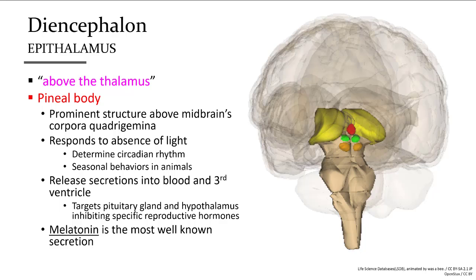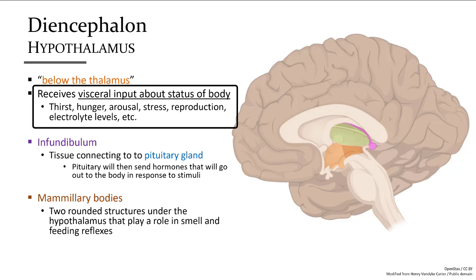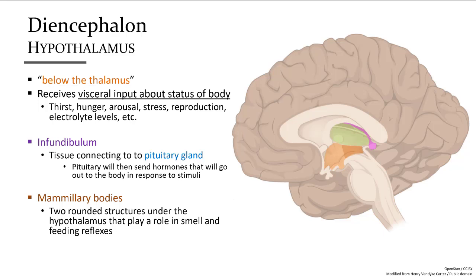Here's a posterior view with the pineal body indicated in red just above the corpora quadrigemina, specifically above the superior colliculi. The hypothalamus and subthalamus are the regions below the thalamus. The hypothalamus receives input from the body, tissues, and visceral organs. The type of input is very diverse. Some areas include hunger, thirst, arousal, blood pressure, electrolyte content, milk production in lactating women, etc. When changes must be made within the body in response to any of the stimuli, a signal is sent to the pituitary gland, which will release hormones that will target the areas needed.